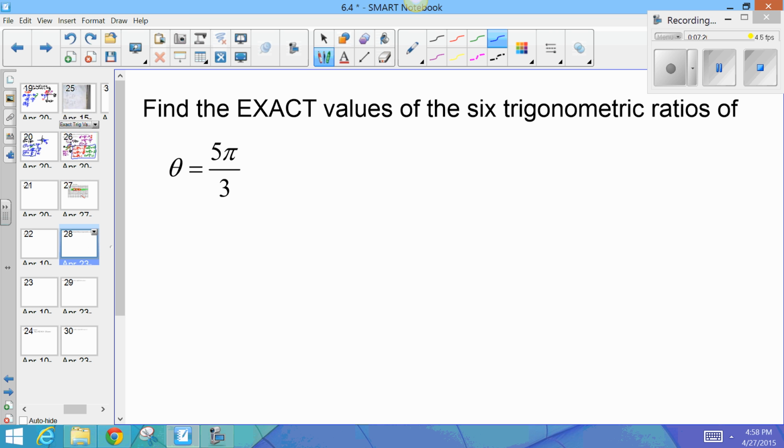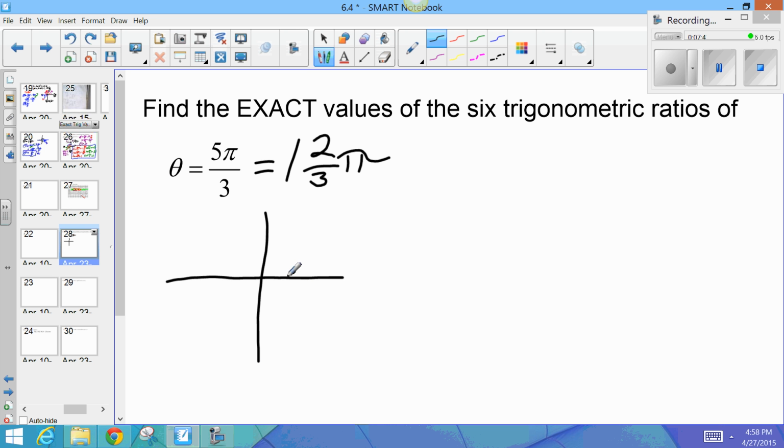All right, 5 pi over 3. Again, let's figure out which quadrant that's in. 5 divided by 3 is 1, so I've got 1 2/3 pi. That's going to be a quadrant 4 angle. It's more than a pi, and 2/3 is more than half of pi, so it has to go over here into quadrant 4.